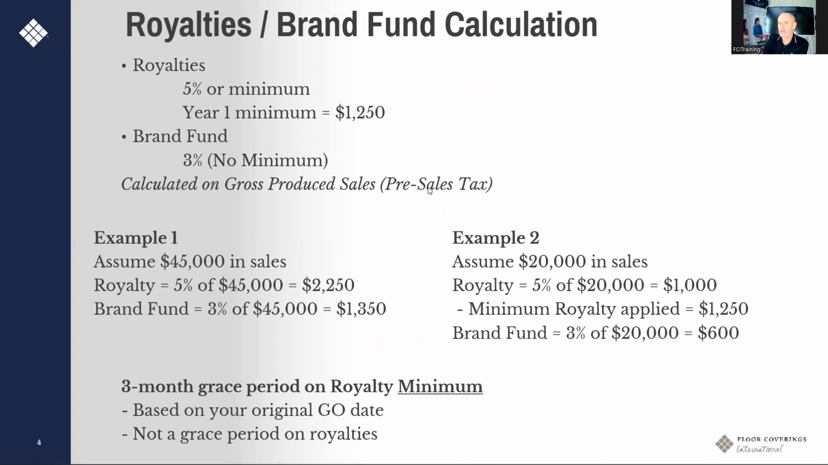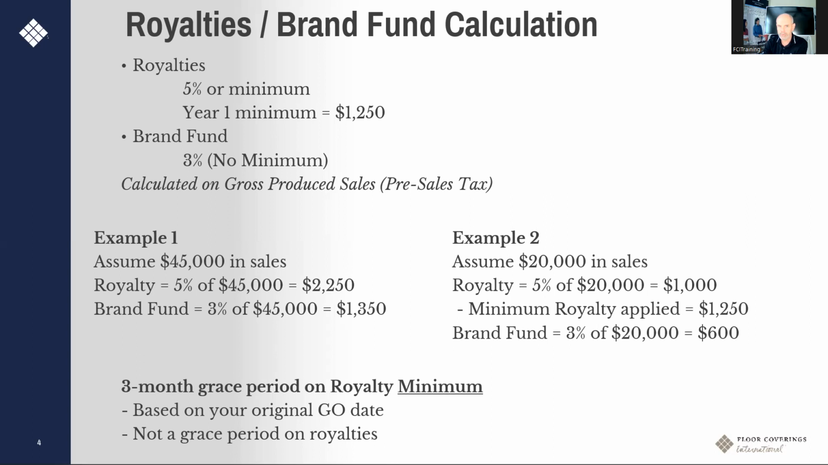All right, so let's take a look at how royalties and brand fund are calculated. Royalties are based on 5% or the minimum. Let's assume that in this example, royalties for year one is $1,250 per month. Brand fund is a 3% calculation, and there is no minimum. So minimums only apply to the royalty part, the 5% part, not the 3%. And it is calculated on produced sales pre-tax. So you're not going to pay royalties on sales tax.